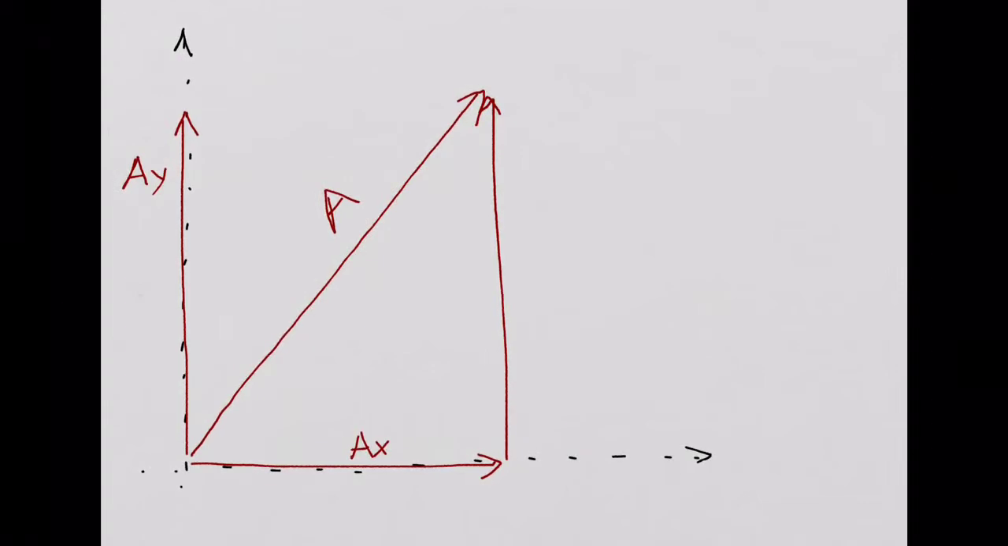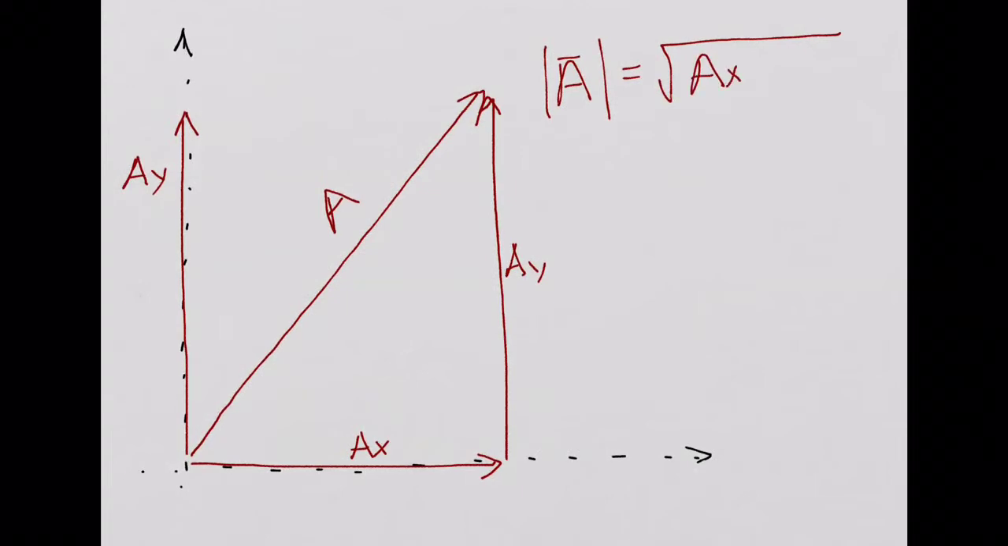What does Pythagoras tell us about this? Pythagoras says that A, the length of A, equals the square root of AX squared plus AY squared. So the total length of this hypotenuse is just applying the Pythagorean theorem.